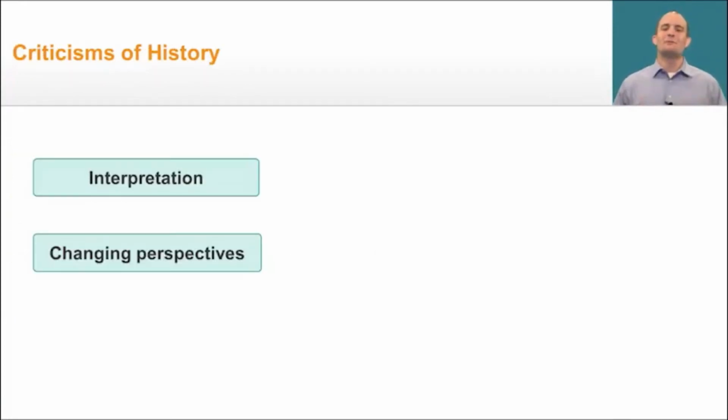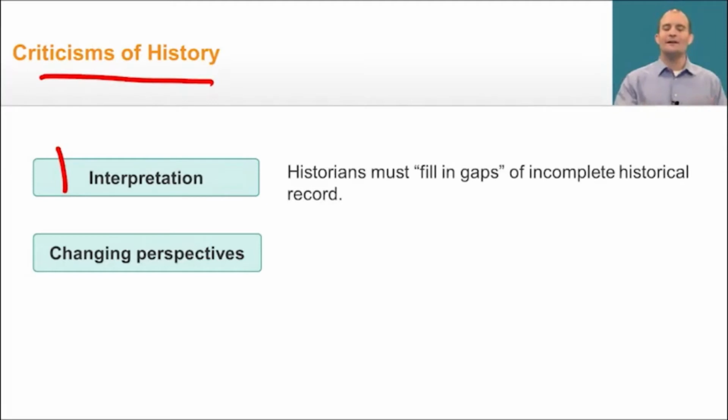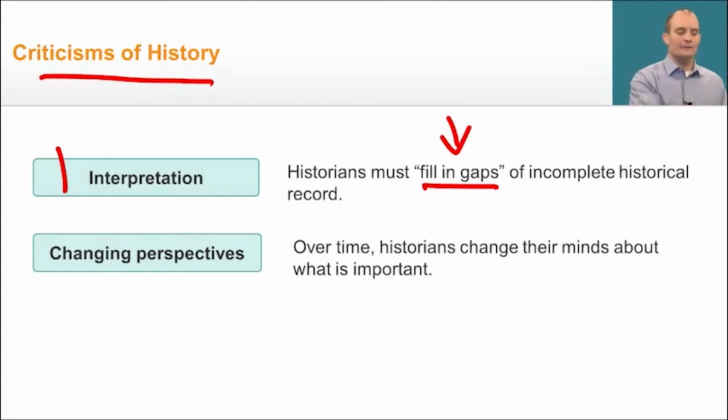Because history is written by people, and because people make mistakes, there are obviously many criticisms of history. Let's take a look at two of them right here. The first is interpretation. Historians must fill in gaps of incomplete historical records. There is no totally complete historical record in existence. So historians must find the holes in that historical record and fill them in as best we can.